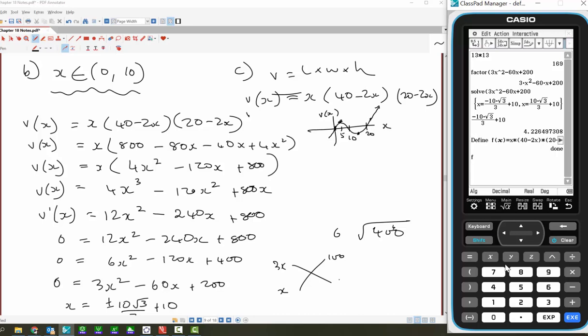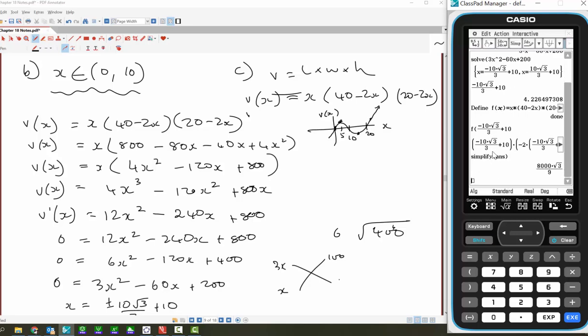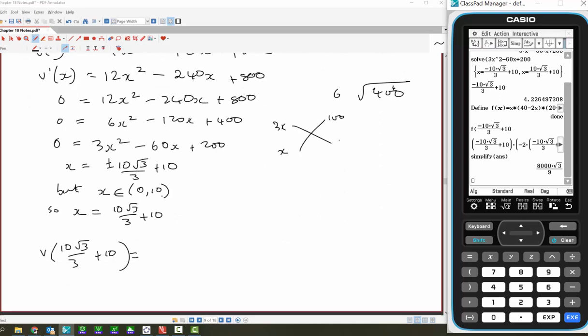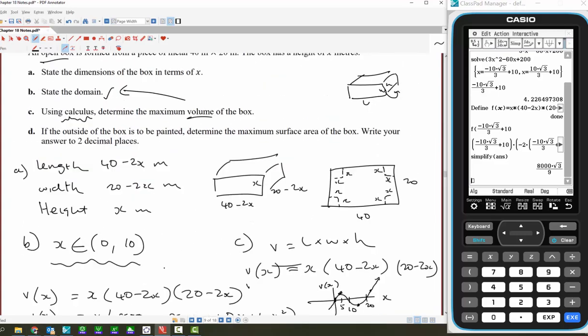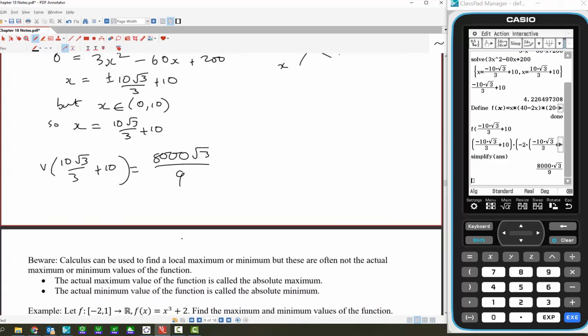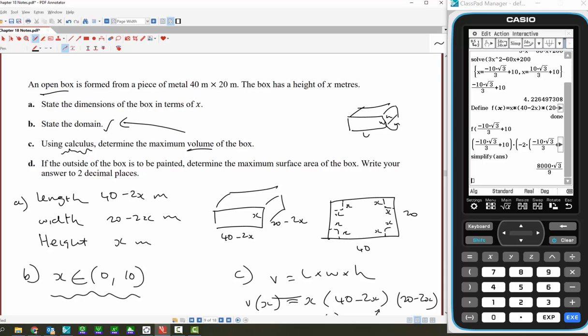So we go f of that thing there, and let's just see what the exact value looks like. That's it. We hit simp on that. It does give us the rather nice 8,000 root 3 on 9. What are we in? Meters cubed. Okay, so that's going to be the best configuration of the box to produce this.